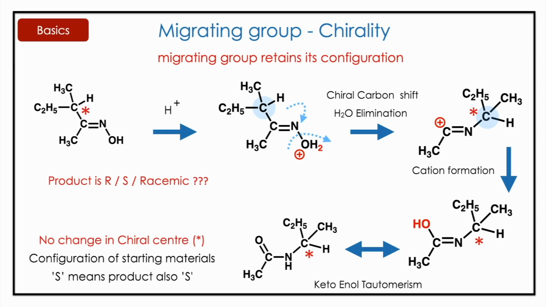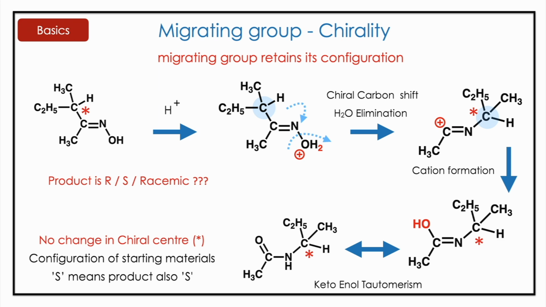Then the next very important basic: a migrating group with a chiral carbon. What will happen to the chirality? Suppose you start with S, whether it ends up with S or R or a racemic mixture. Here retention of configuration happens.